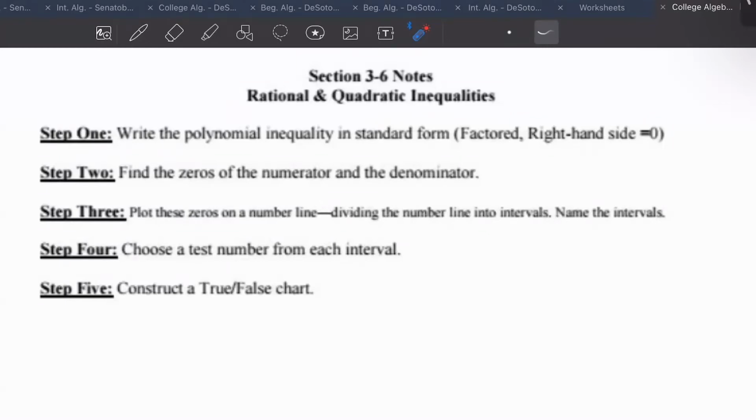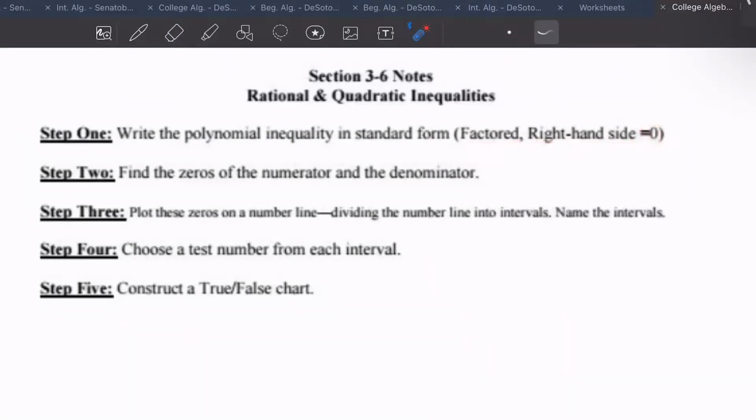All right, this is section 3.6, which talks about radical and quadratic inequalities. These have a lot of steps to them, but we're doing the same thing over and over again. The first thing we're going to do is write the polynomial inequality in standard form. That means it's going to be factored, and your right-hand side is going to have 0 on it.